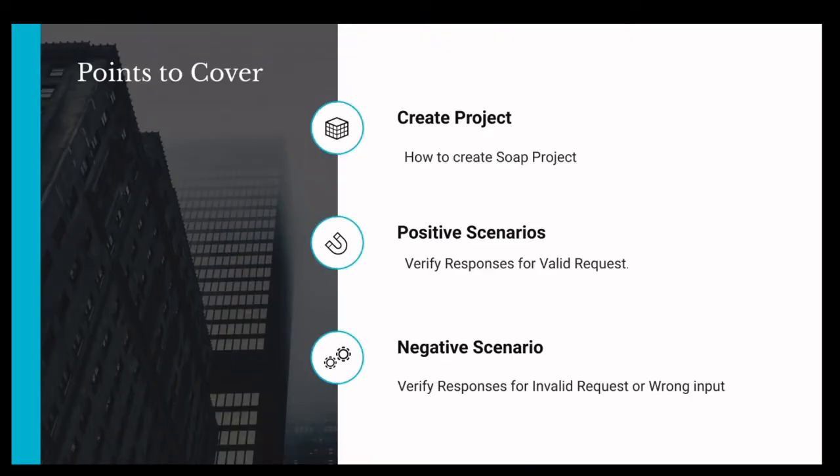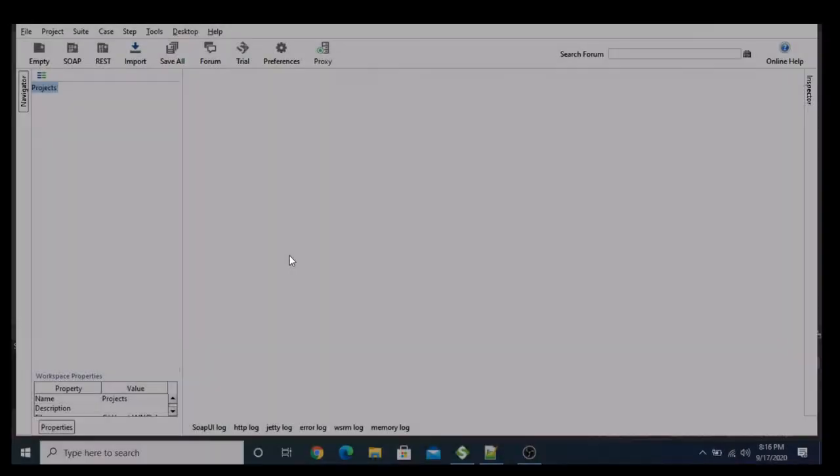So today we are going to cover these points. First we will see how we can create a SOAP project for testing. Then we will see how we can verify valid request and responses, which are called positive scenarios. Then we will see what kind of responses we receive when we validate an invalid request, or when we provide some wrong input in a SOAP API. So let's get started with SOAP.